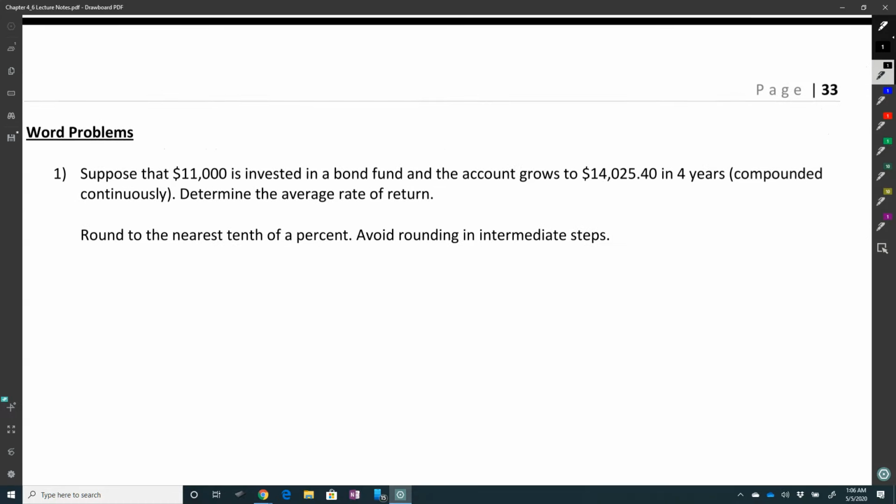Suppose that $11,000 is invested in a bond fund, and the account grows to $14,025.40 in 4 years, compounded continuously. Determine the average rate of return. Okay, so this is a money problem. Money problem means we're going to be doing A equals P. They said compounded continuously, so e to the RT.